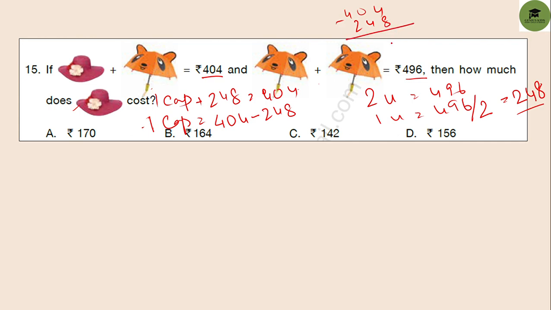So let's subtract this. First it is 14 minus 8, 6. This is 9, this is 5, and now it is taken 1. So this is 1. So 8 plus 6, 14. 5 plus 6... 1 is 156. So what is the cost of one cap? The one cap is 156 rupees. So option D is your correct answer.